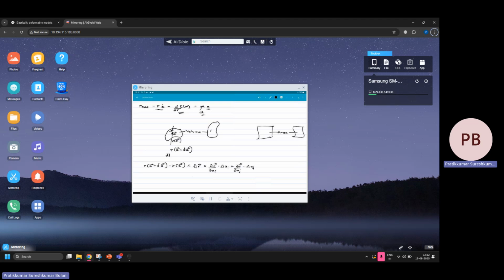Now we got the delta R vector. If I want to find the length, we know that I can take the dot product, delta R dotted with delta R. So I'm taking the summation of partial R by partial A_i times delta A_i, with i varying from 1 to 3, dotted with the same thing using the variable j, which again varies from 1 to 3 for a solid, times delta A_j. So this is the dot product of these two vectors.